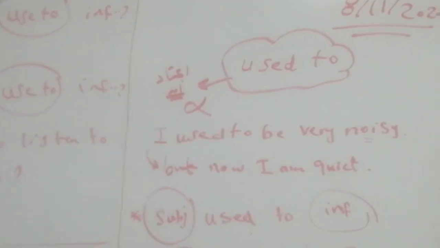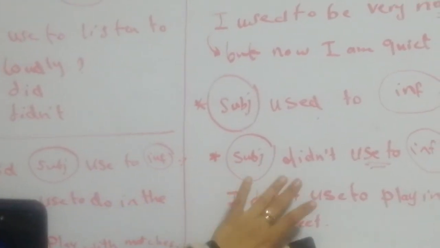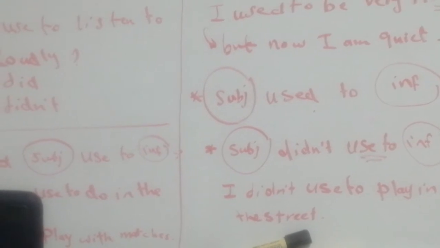Okay. يبقى لما أكون بتكلم عن عادة في الباست في الماضي I will use used to. Maybe the habit was finished. العادة دي خلاص تمام دلوقتي خلصت دلوقتي ما كنتش بعملها. الجملة هتبدأ بـ subject used to بعدها الverb في الانفينيتيف. دي الجملة العادية المثبتة. أما الجملة المنفية هتبدأ بـ subject after that didn't, after didn't use to بعدها infinitive.